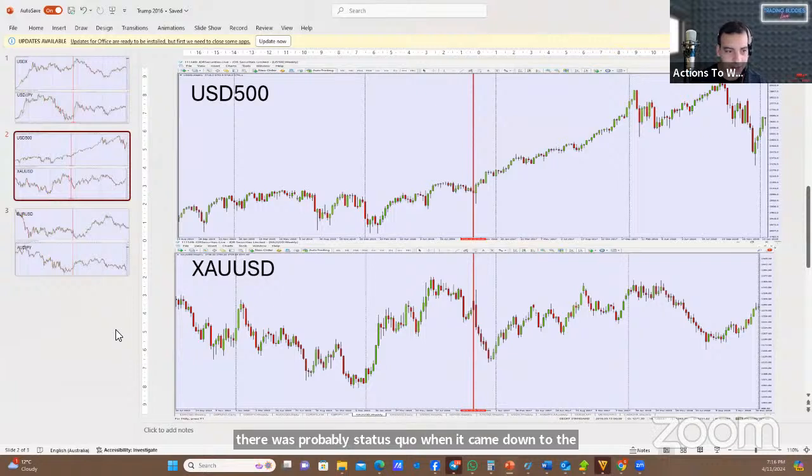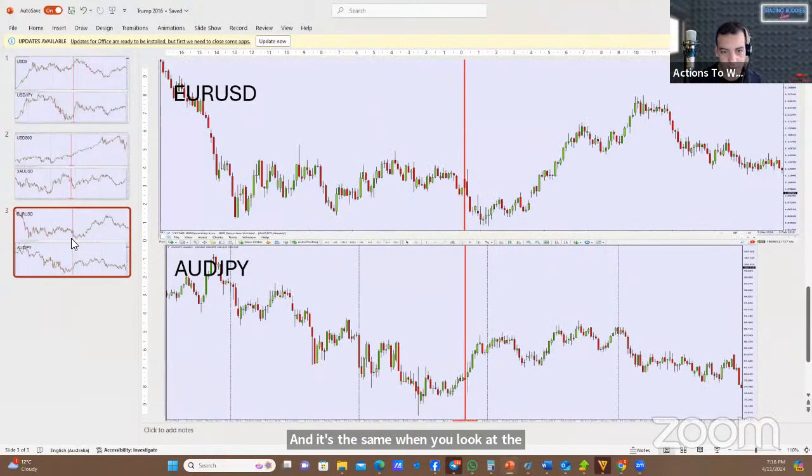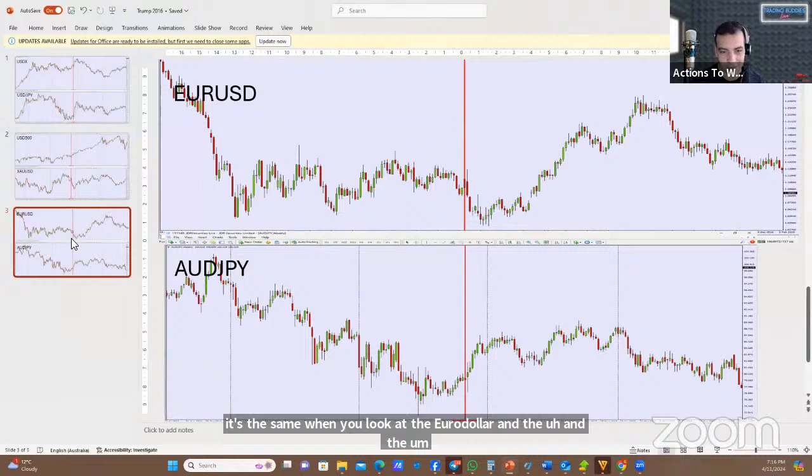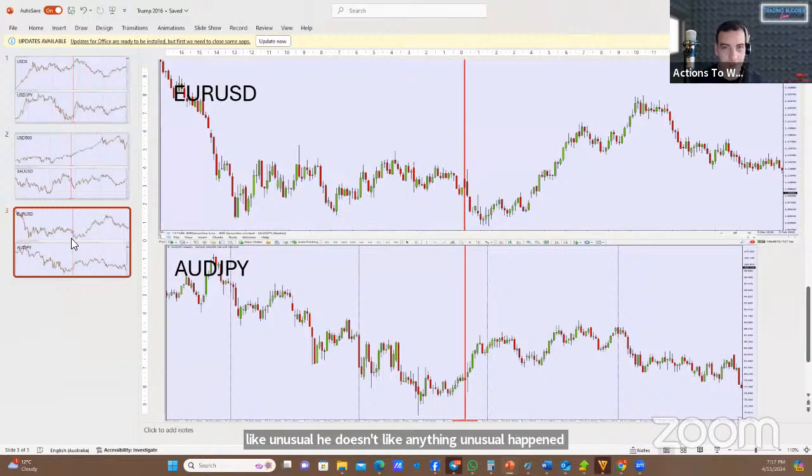It's the same when you look at the euro dollar and the yen. I threw the yen in there just to gauge whether there was a risk on, risk off difference. I suppose the point is the chart doesn't look unusual. It doesn't look like anything unusual happened. No. So I don't know whether it's going to have such a huge effect in the long term. It will on the day, and it probably will this week.